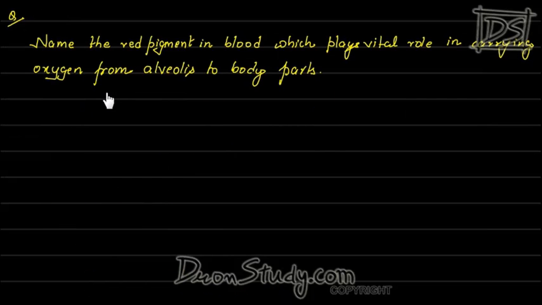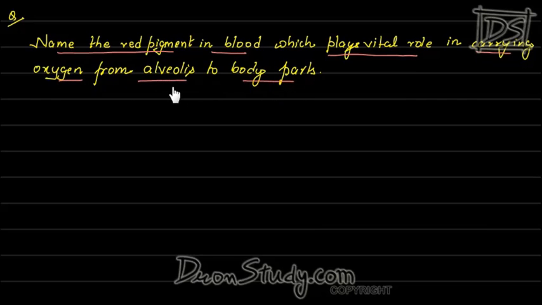Okay, before we move on, let's see a simple question that is very important from the examination point of view. Name the red pigment in blood. Okay. There is some red pigment in blood, the name of which we need to answer. It is quite obvious that in blood there may be some red pigment because blood is actually of red color. So it might have some pigment of a red color because of which blood might get its red color. So name the red pigment in blood which plays vital role in carrying oxygen from alveoli to body parts.